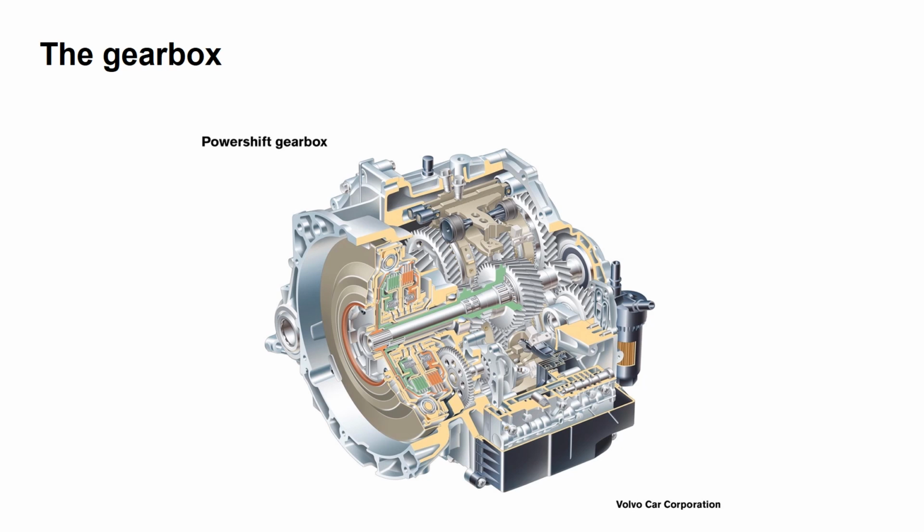The gearbox is a very complex component, but we will try to, through some simple steps, show what is going on inside the gearbox. There are several different types of gearboxes, and some are the manual gearbox, where the driver decides when to go from one gear to another, and the automatic gearbox, where the decision to change gear is made by the gearbox.